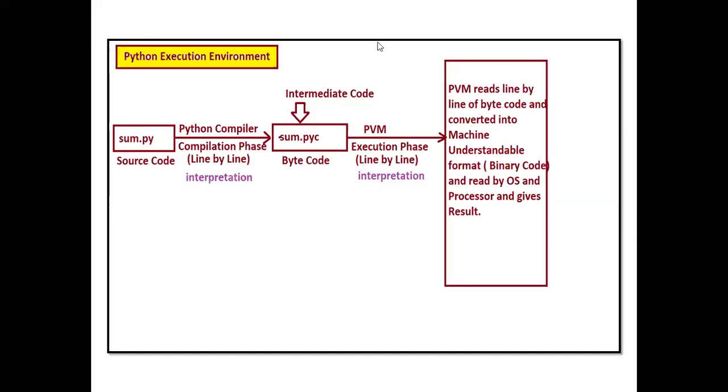So, is that clear? See, it is written in the diagram, you can go ahead and see. It is the intermediate code. PVM is an interpreter. So what is happening here? PVM is reading the bytecode and converting it one by one, line by line, into binary code, and finally giving the result, which is displayed on the console, understandable by the end user.